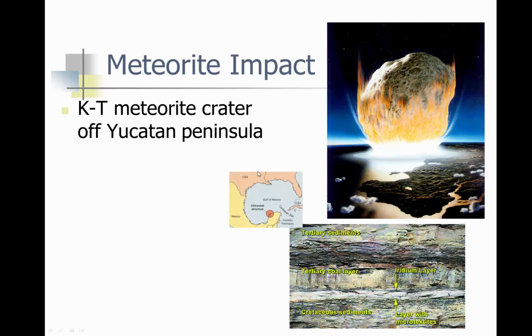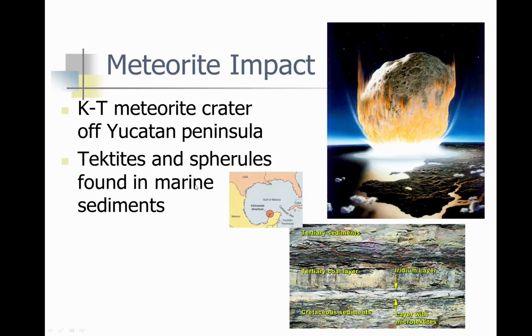KT meteorite crater, Yucatan Peninsula. There's a 30-mile crater, most of which is underneath the ocean. The stuff above land, of course, vegetation and other things have hidden it. It wasn't until we started looking for oil and things out in the ocean, the Gulf of Mexico, that we actually saw these concentric circles showing you a meteor crater. Tektites and spheroids are found in marine sediments throughout the world, but in very, very, very small concentrations.